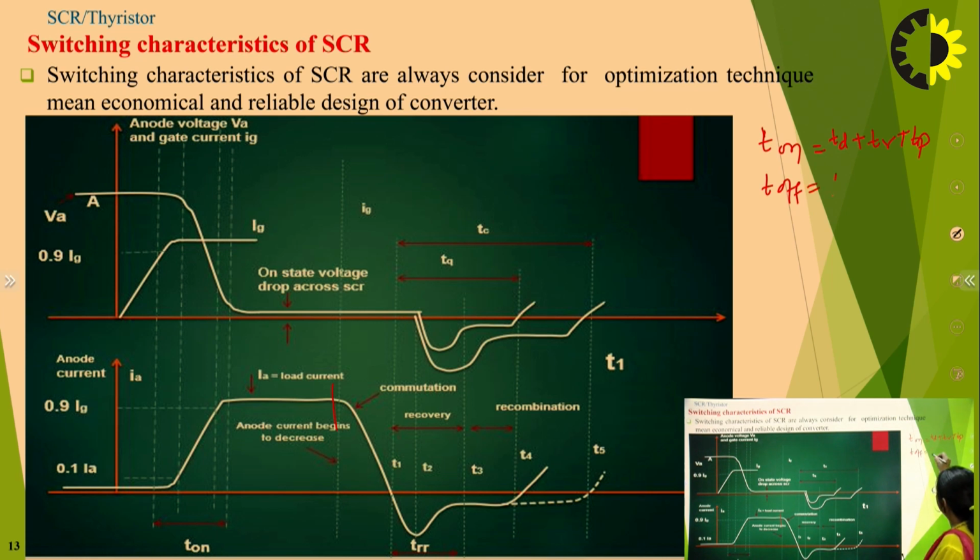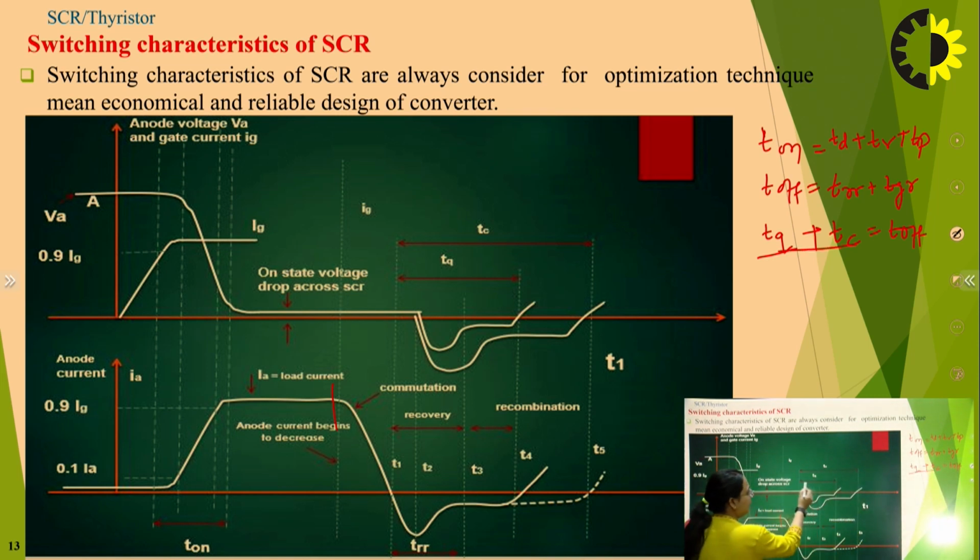And the turn off time is divided into reverse recovery time and gate recovery time, right? In the turn off time, there are basically two turn off times. One is TQ, which is the device turn off time, and one is TC, which is the circuit turn off time. Okay, so here you can see TQ is representing the turn off time for the SCR, while this TC is representing the turn off time for the circuit in which the SCR is connected.